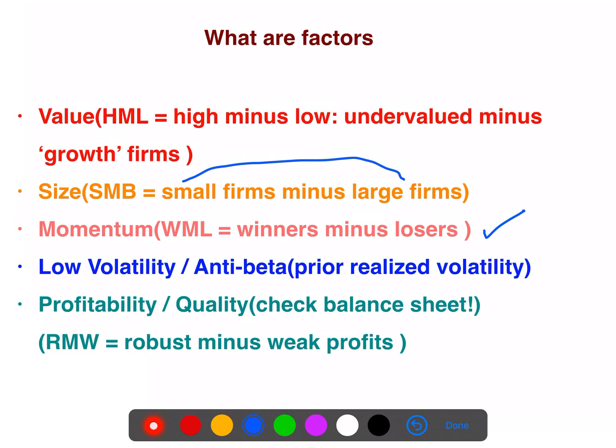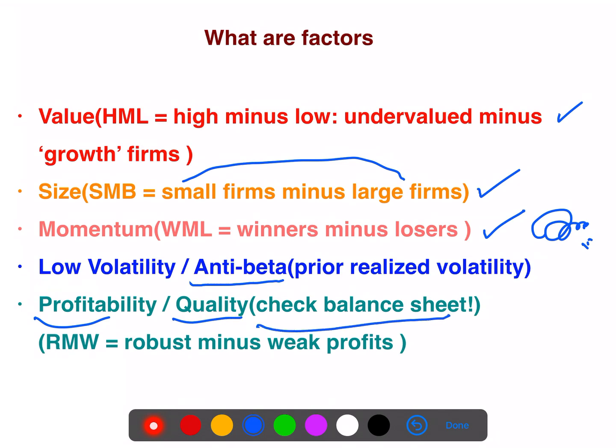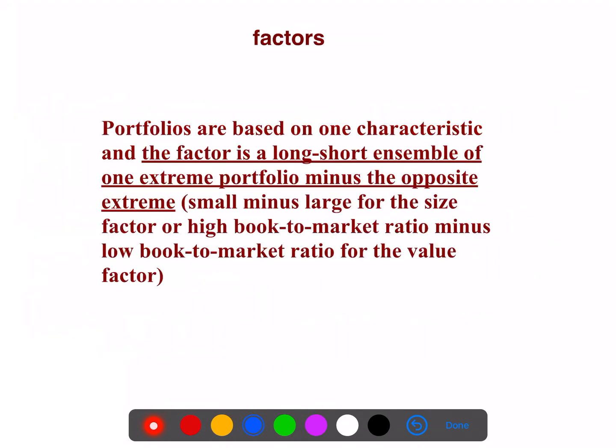Momentum is a little bit controversial because the frequency of rebalancing here is different from size and value. And low volatility, anti-beta, I will talk about anti-beta in the third lecture, is based on prior realized volatility. And finally, profitability and quality: check the balance sheet. So we want to see robust minus weak profits.